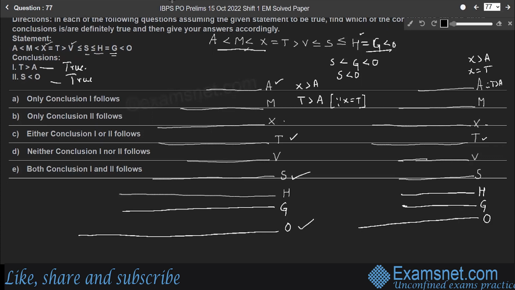Right? And in case 2, S, H and G are equal. So G less than O in case 2, in place of G, can I write S? S less than O because G is equal to S. Therefore, by taking both the cases, we can conclude S is strictly less than O. Therefore, both the conclusions are true. Right? Therefore, both 1 and 2 follows. Option E is the right answer.